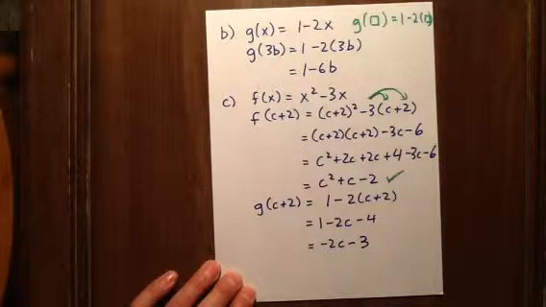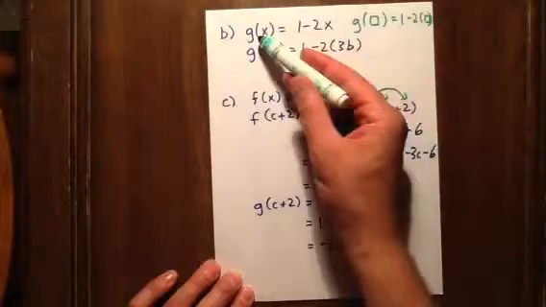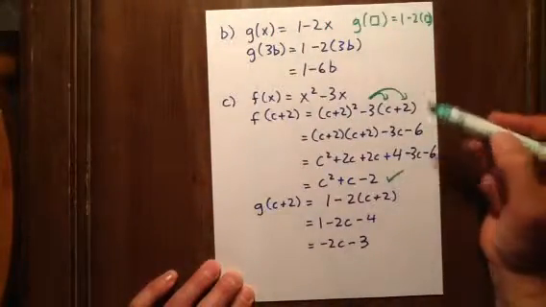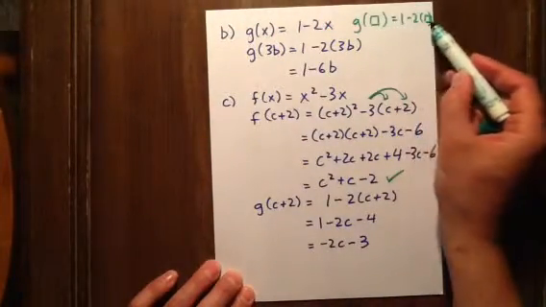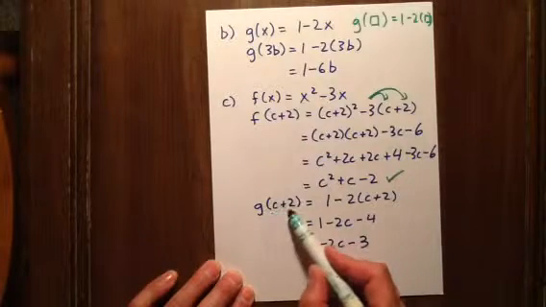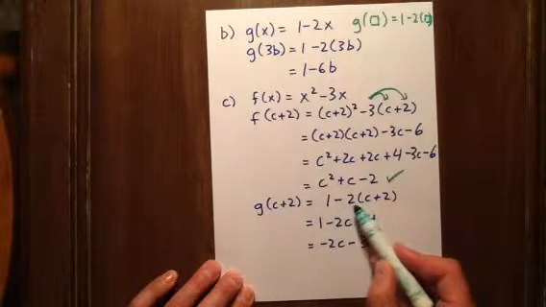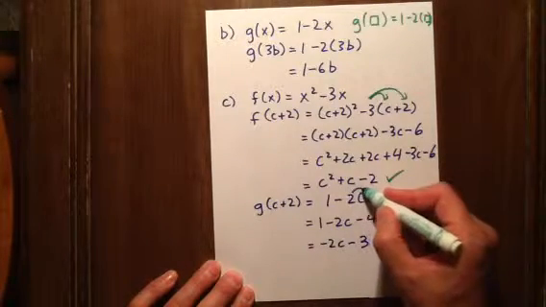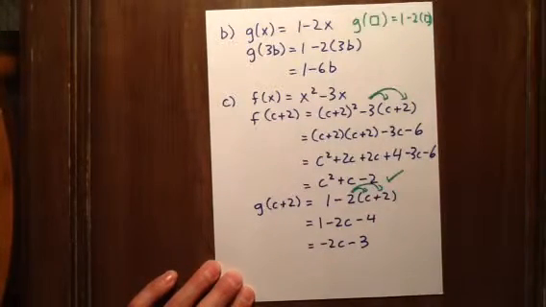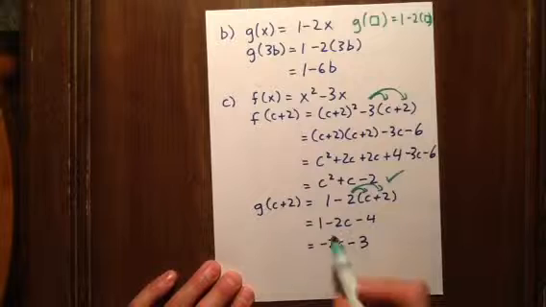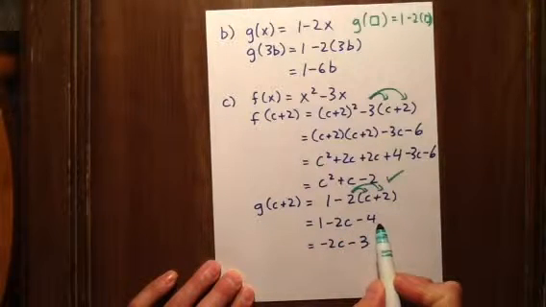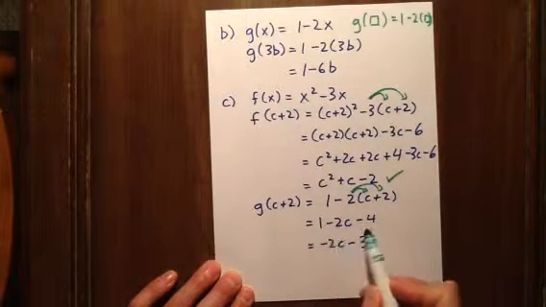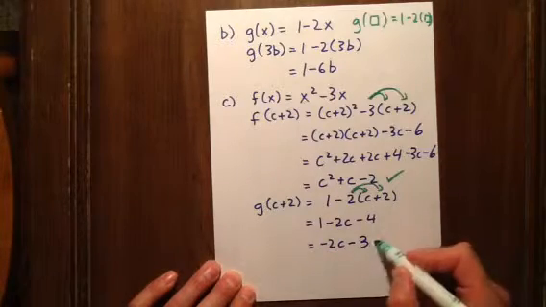Well, what's g at c plus 2? Well, g at x is 1 minus 2x, which means g at block is 1 minus 2 block, which means g at c plus 2 is 1 minus 2 times c plus 2. Well, we then distribute that negative 2 into the bracket, and we get 1 minus 2c minus 4, and when we collect up our like terms, we get negative 2c minus 3.